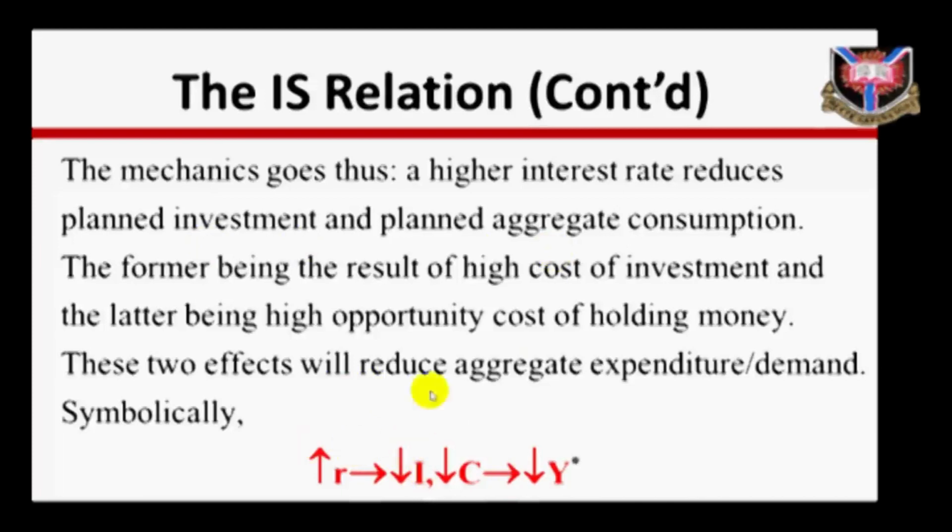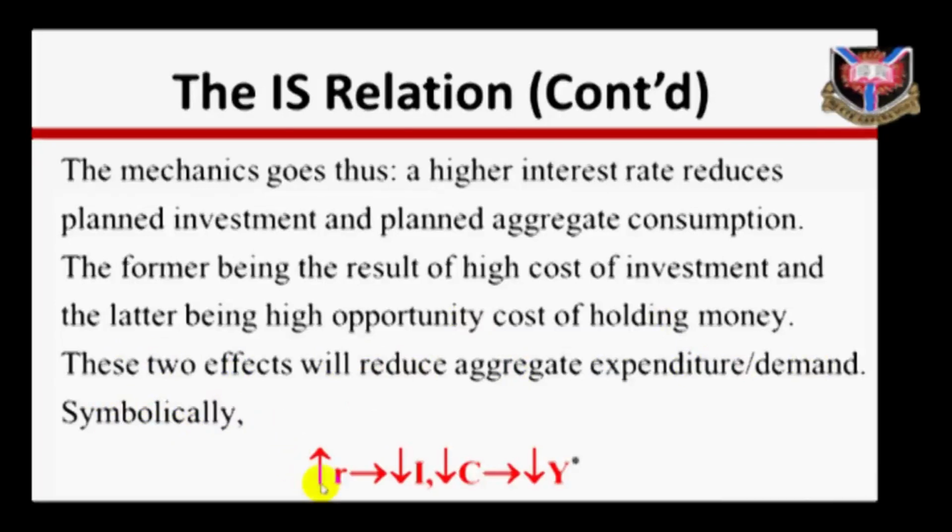Which implies that the relationship between interest rate and income for which the product market is at equilibrium is negative. The mechanism goes thus: a higher interest rate reduces planned investment and planned aggregate consumption, the former being the result of the high cost of investment and the latter being the high opportunity cost of holding money. These two effects will reduce aggregate expenditure demand.